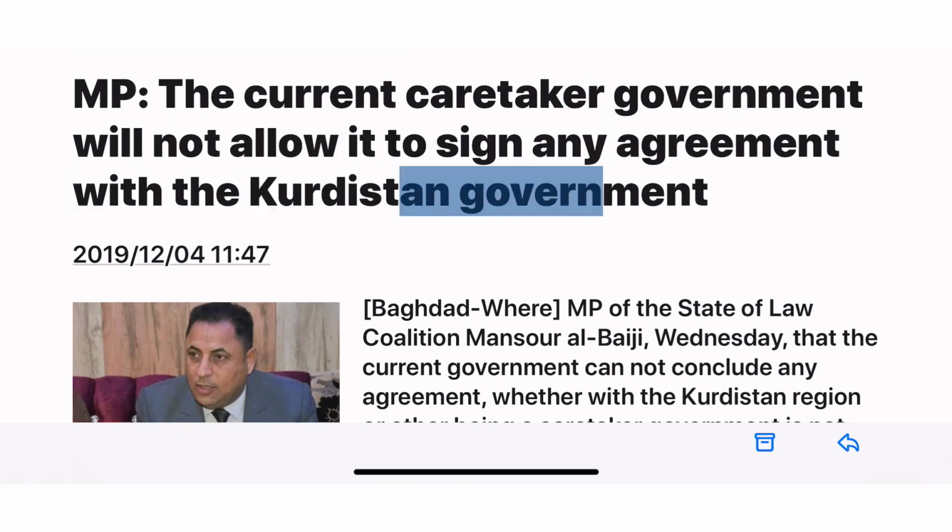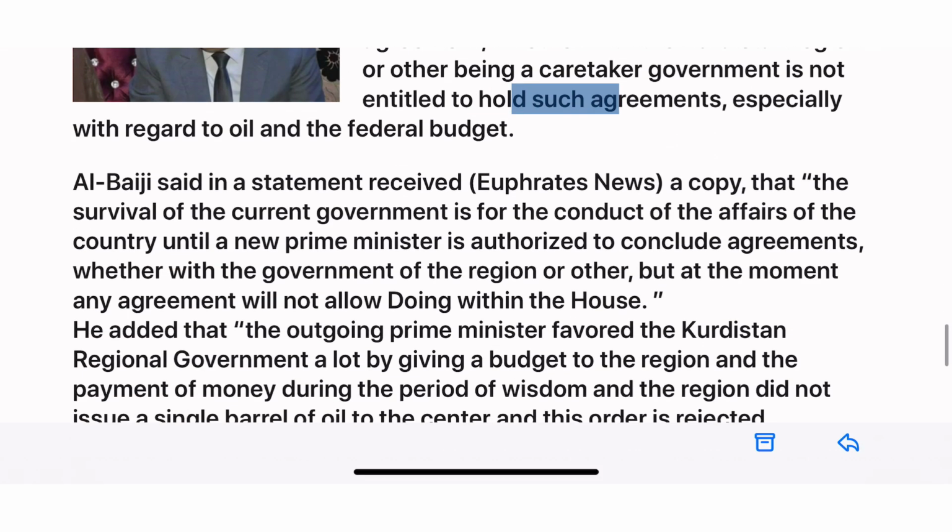MP: the current caretaker government will not be allowed to sign any agreement with the Kurdistan government. December 4, 2019, 11:47. Baghdad. MP of the State of Law Coalition Mansour al-Baiji said Wednesday that the current government cannot conclude any agreement, whether with the Kurdistan region or other, being a caretaker government, it is not entitled to hold such agreements, especially with regard to oil and the federal budget.